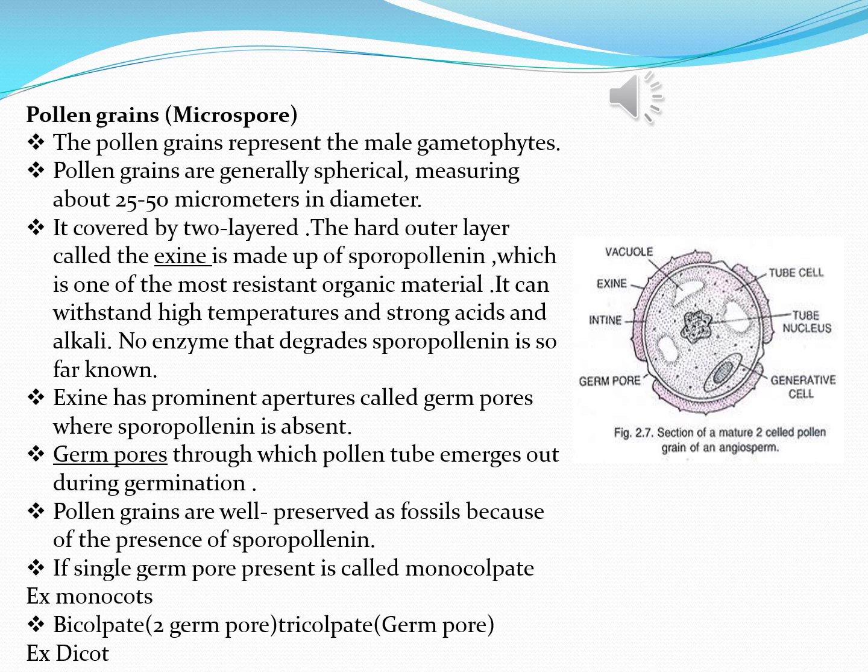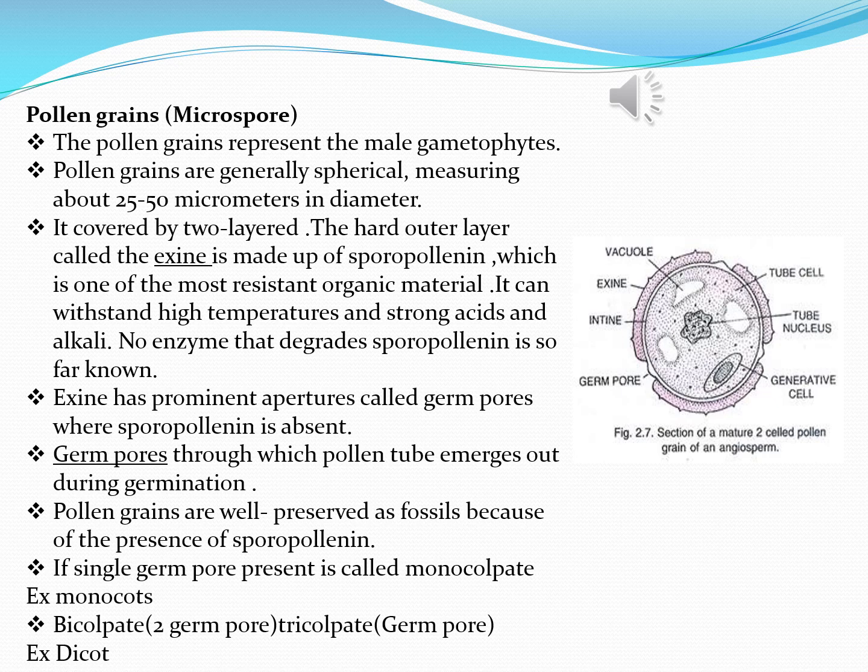Last session we discussed microsporogenesis, right? So here we are going to focus on the pollen grains or microspores. Microspores are nothing but the male gametophytes. Pollen grains are generally spherical and they measure about 25 to 50 micrometers in diameter.